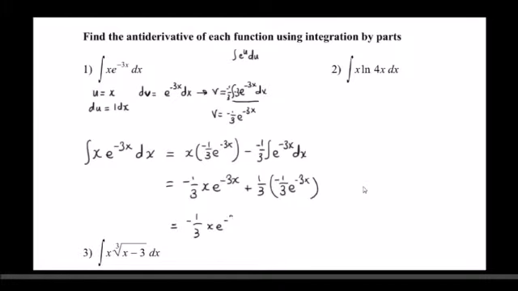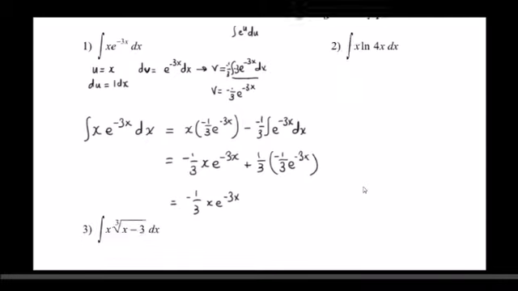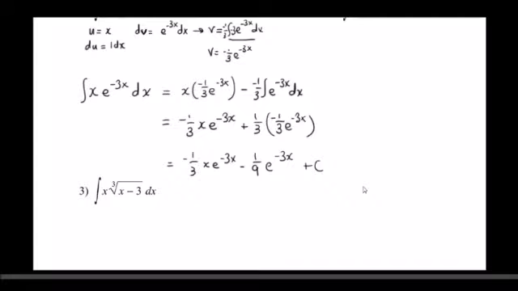So final answer, we can multiply the 1/3 and the 1/3 to make negative 1/9. So there's your final answer.